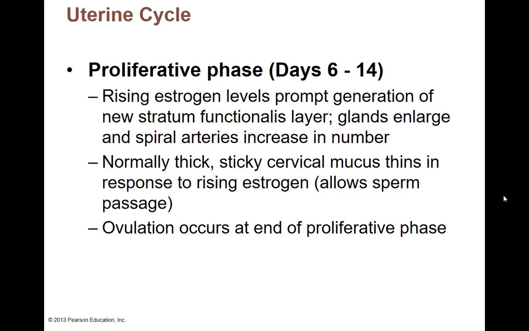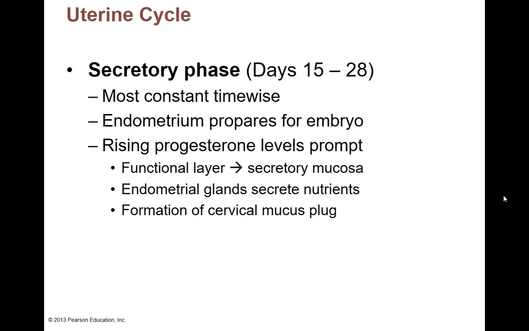Normally, in days 6 to 14, you have a thick cervical mucus, preventing sperm from getting up, but also preventing bacteria from going up. Days 6 to 14, it starts to thin, because by day 14, we don't want that thick mucus there anymore. By day 14, we want sperm to be able to travel up and meet that ovulated egg on day 14. Ovulation just means you're now at the end of the proliferative phase.